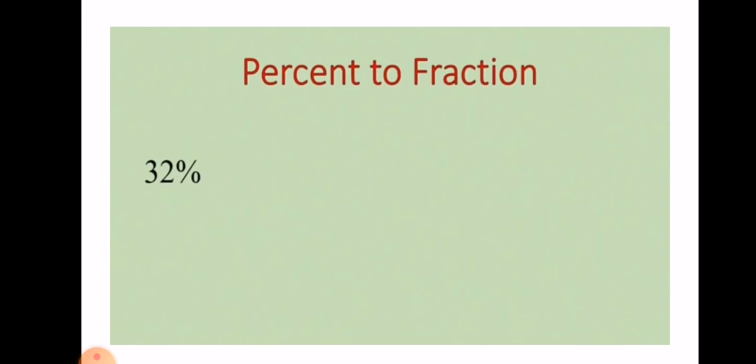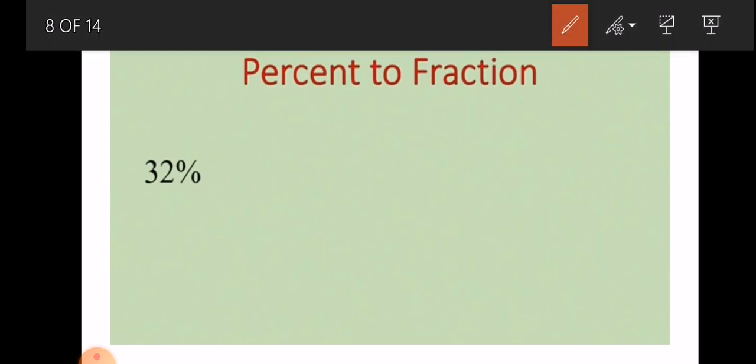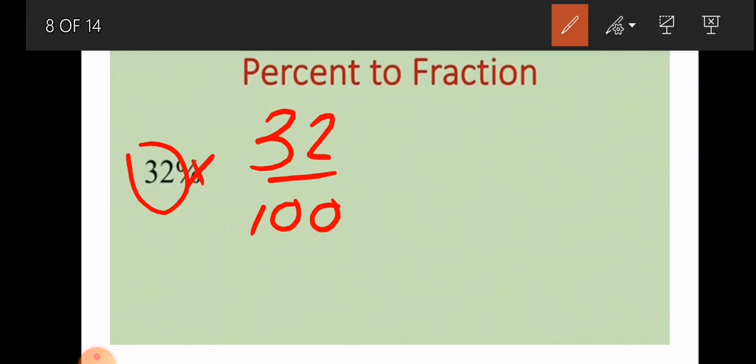Again, another one. 32%. How can I make it a fraction? To change the percent to a fraction, I will remove the sign and replace it with 100 down. This number is my numerator. So 32 over 100. This is the fraction form. This is my first step.